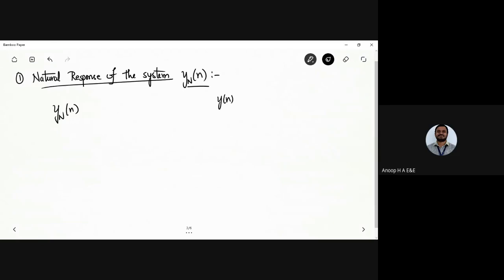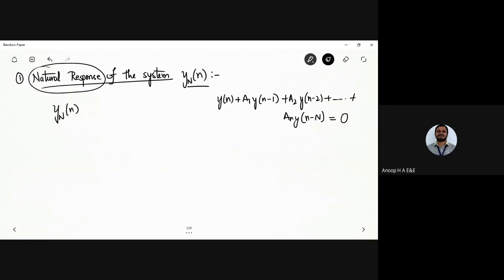I can simply recall the difference equation I had written earlier: y of n minus 1 plus a2, a second constant, multiplied with y of n minus 2, plus up to aN y of n minus N. Now, in the absence of the input, I can call such a response of the system the natural response of the system. Now I can use the Z transform approach to find the roots of the equation.